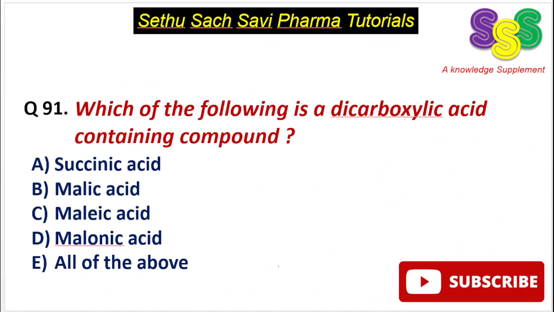Now let's come to the question. Succinic acid, which we have already discussed, is a dicarboxylic acid containing compound. Malic acid is a dicarboxylic acid containing compound. Malonic acid is a dicarboxylic acid containing compound. So the correct answer for this question would be choice E, all of the above. I hope you understood this question and answer discussion session.